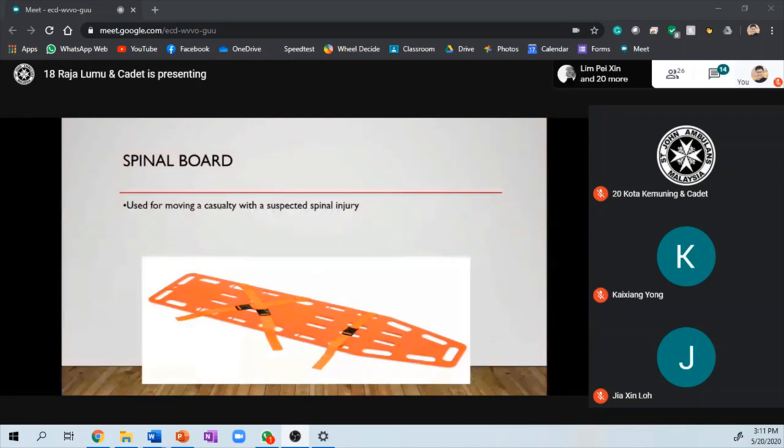Now we move to the third one, which is the spinal board. This type of stretcher is used when moving a casualty with a suspected spinal injury. And again, I will show you a video on how to use it.